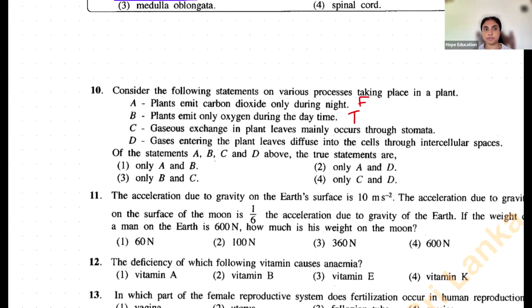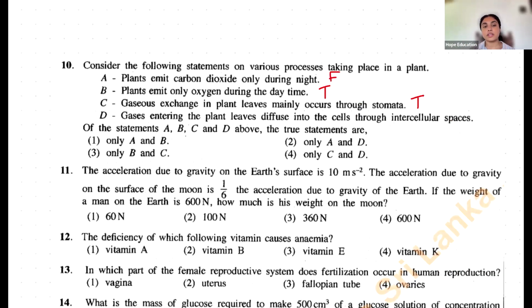Others? It's true. If you take a leaf, on the lower side of the leaf there are little pores, stomata, from which gases can go back and forth. Gases entering the plant leaves diffuse into the cells through intercellular spaces. What do you think about that?